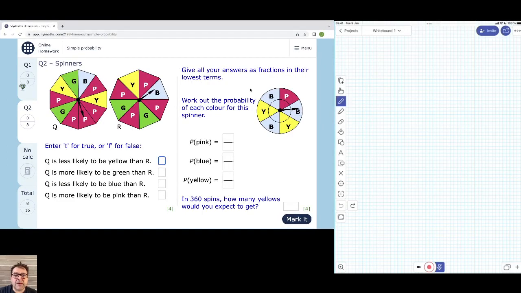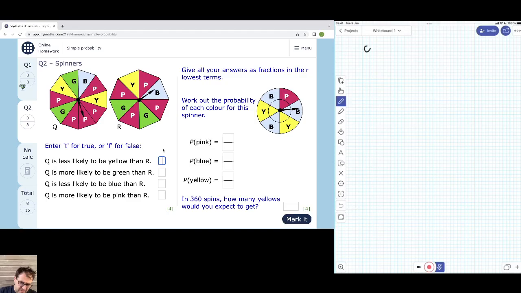So we're doing the My iMaths exercise simple probability, question 2, and it's about spinners. So you've got two spinners there, spinner Q and spinner R. Spinner Q has got 10 sections on it, whereas spinner R has only got 8. And we've got to enter true or false for a bunch of statements. So statement 1, Q is less likely to be yellow than R.